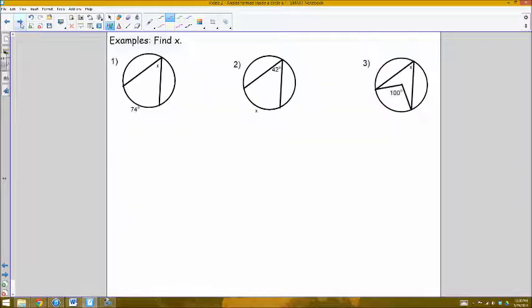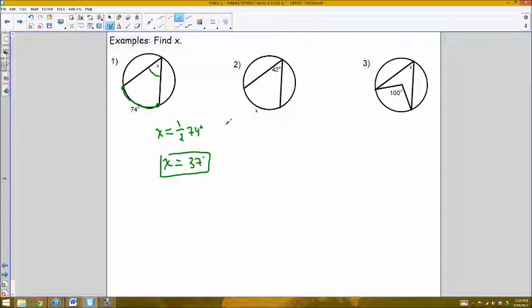So in the context of some examples, if I know that an intercepted arc is 74 degrees, here this arc is 74, then the measure of the angle inscribed within that arc would have to be half of 74. So X is 1/2 of 74 degrees, or more simply, X is 37 degrees.